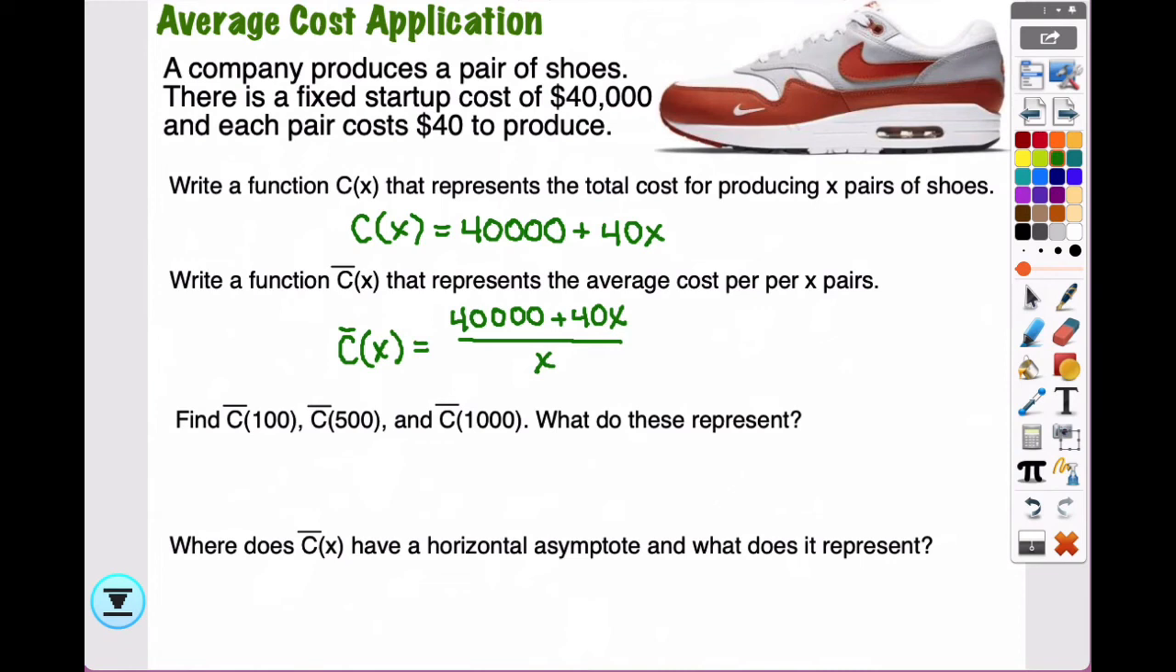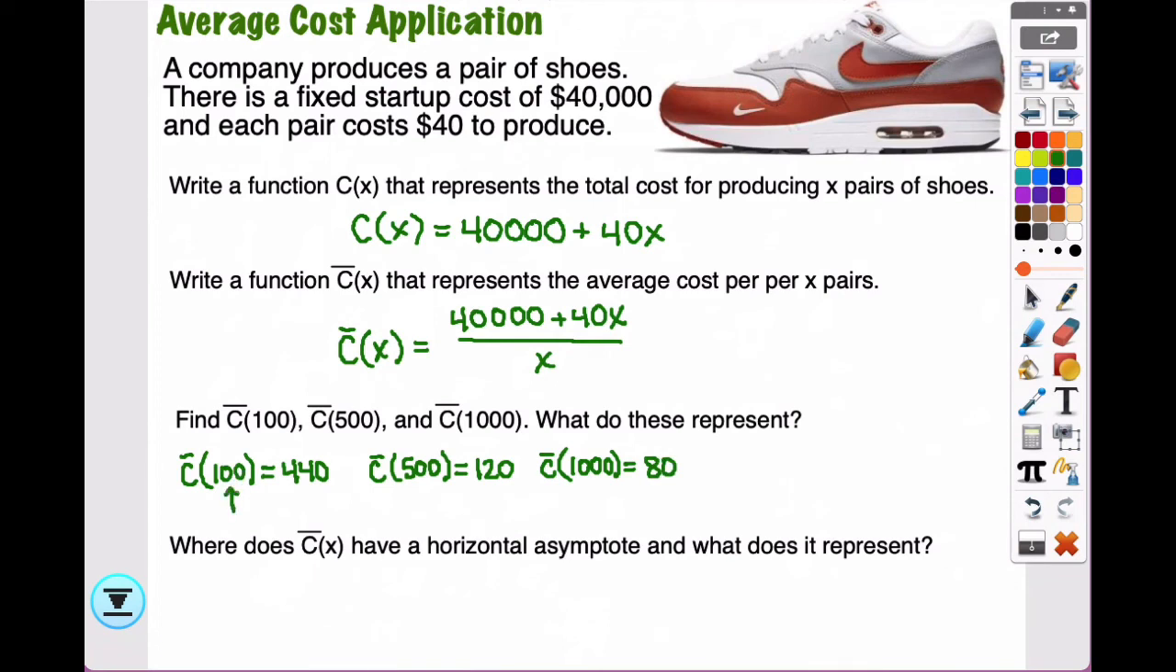Let's try plugging in a few values for x. So C bar of 100. Definitely just going to use my calculator to do that. I'm getting 440. C bar of 500 is 120, and C bar of 1,000 is 80. And what do those represent?